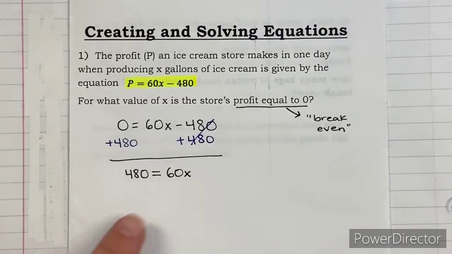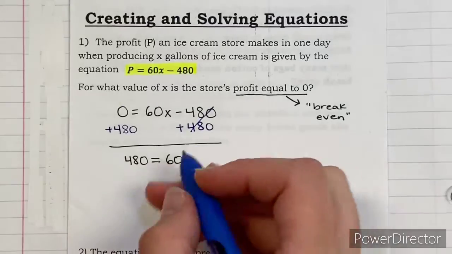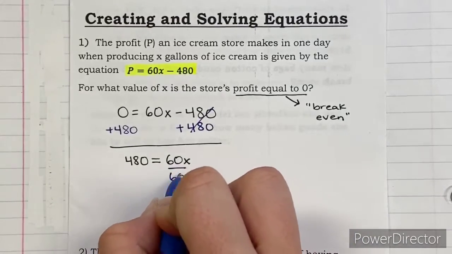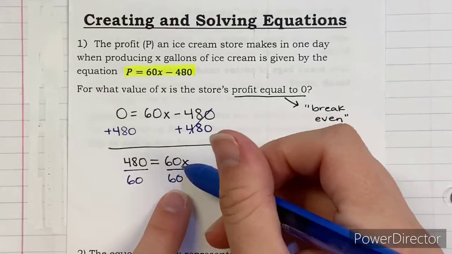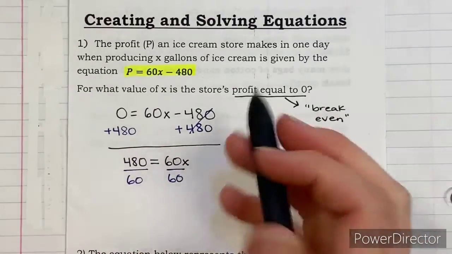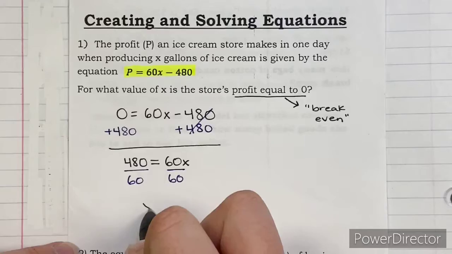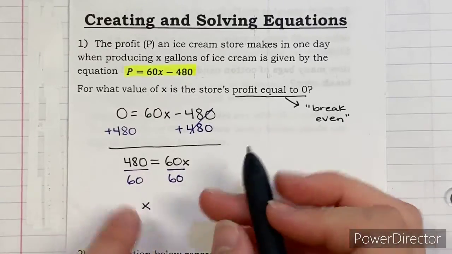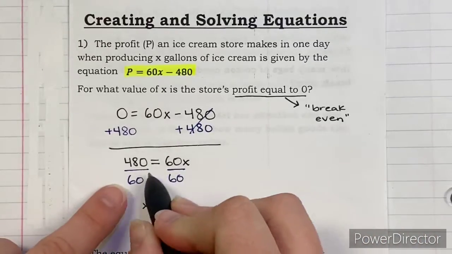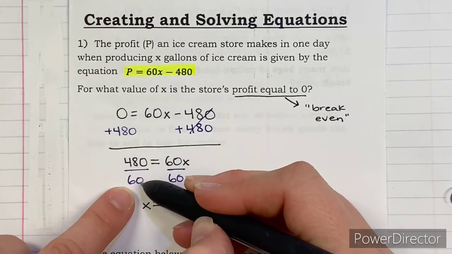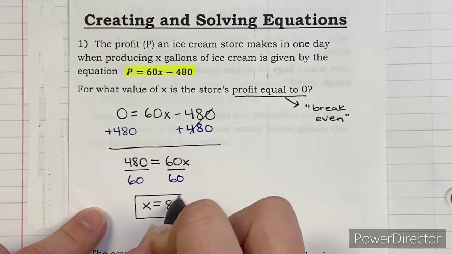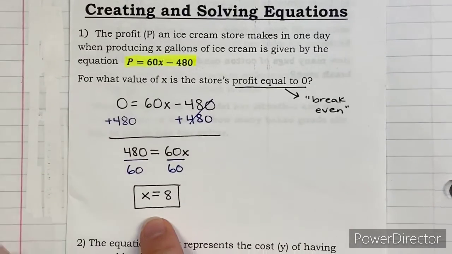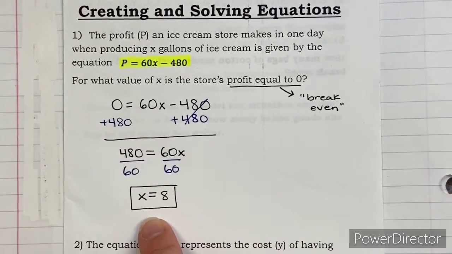Well, I'm not quite done yet because that x is not completely by itself. So now I need to divide both sides by 60. Just like that, these 60s are going to go away. And I'm left with, I'm going to flip it around because I want x on the left-hand side. X is equal to, and then 480 divided by 60 is 8. So this is the solution to our equation, x equals 8.